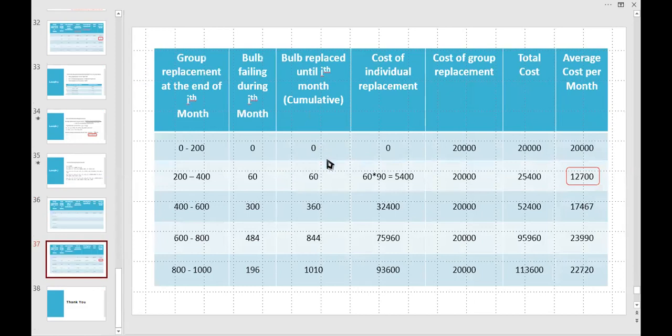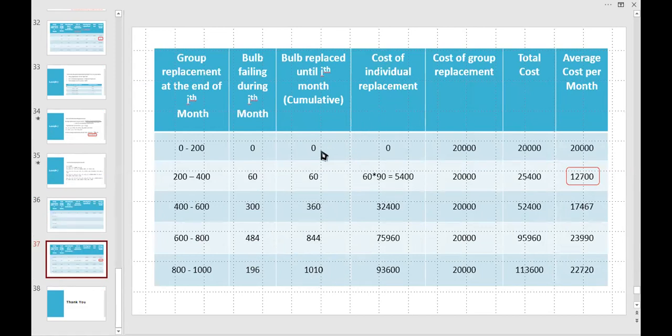And we have to do the next column, that is the cumulative sum of this. So it is 60 plus 0, 60. 60 plus 300 plus 0, it is 360. 484 plus 300 plus 60 plus 0, it is 844, and 196 up to the last. So count all these, and that would be the last.